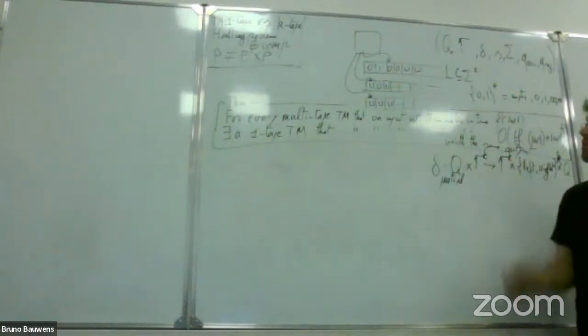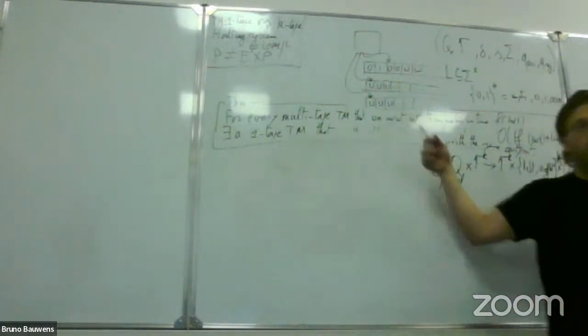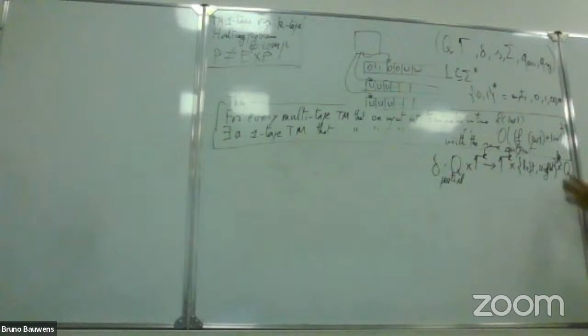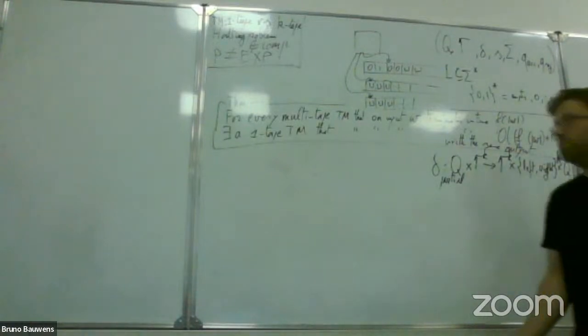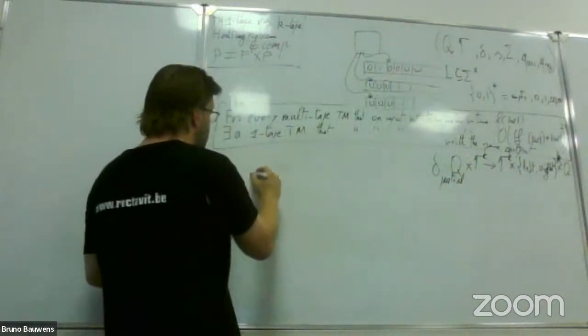Okay, and so now there is finally the theorem. A multi-tape Turing machine can be simulated on a one-tape Turing machine with a quadratic delay in the time. So if the first machine runs in at least linear time, then the simulation time is quadratic. Okay, and how is it proven?